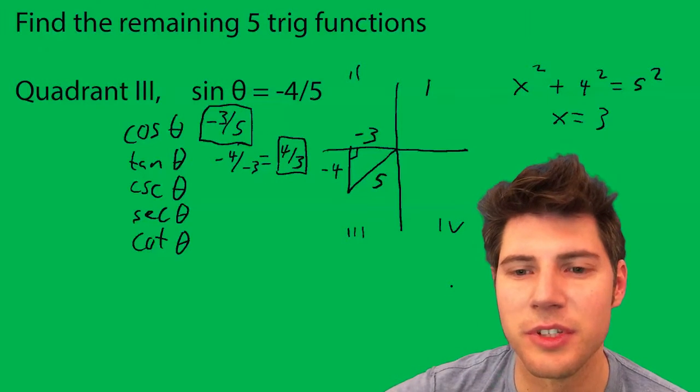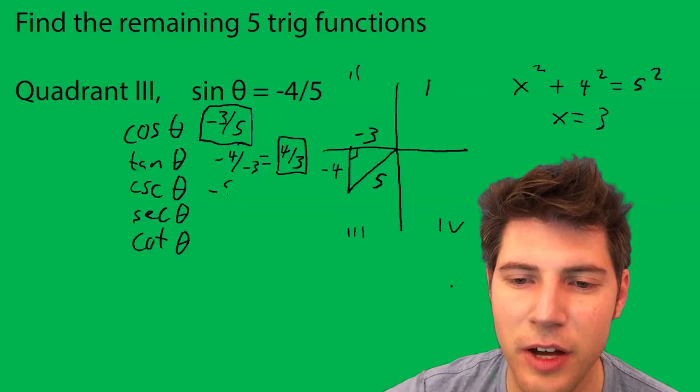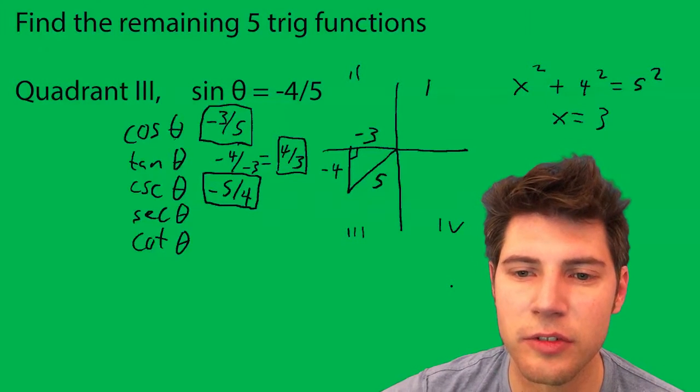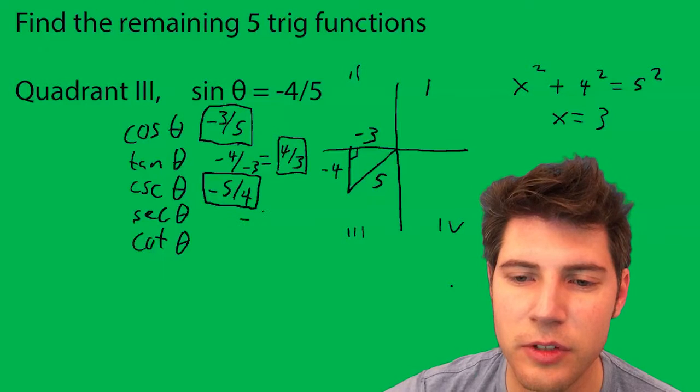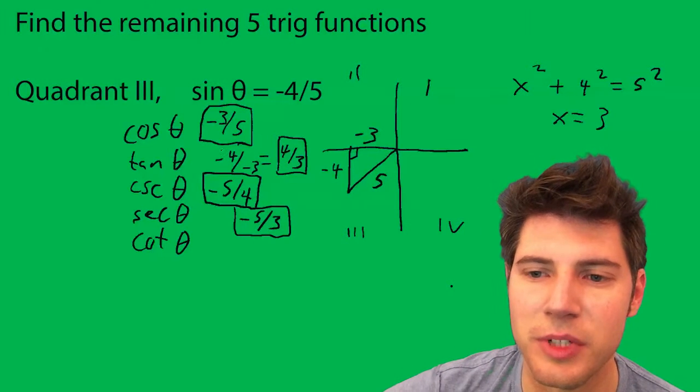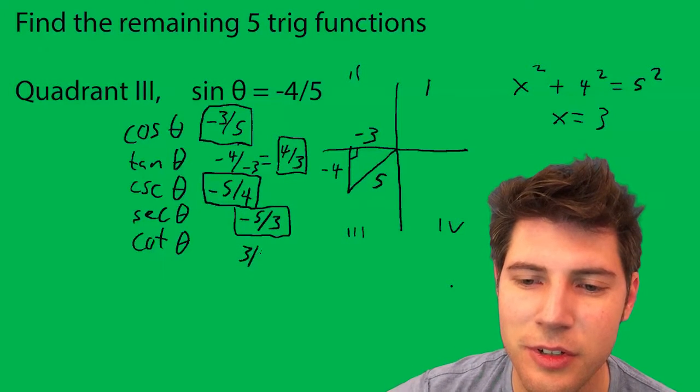Cosecant, you're going to flip the sine, so it's -5/4. The secant, you're going to flip the cosine, so it's -5/3. And the cotangent, you're going to flip the tangent, so it's 3/4.